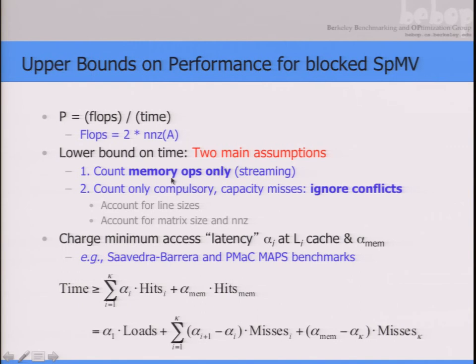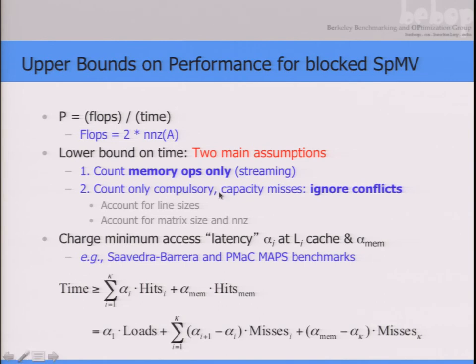The first one is that I'm only going to count memory ops and not conflicts. So how am I going to get an upper bound? I'm going to run a benchmark called the stream benchmark. That is one of those benchmarks that simply accesses consecutive locations in memory, brings them into cache, and then throws them away. It just says, how fast does your memory run? That's going to be my upper bound on how fast things go. I can't expect to stream in my sparse matrix any faster than this benchmark.